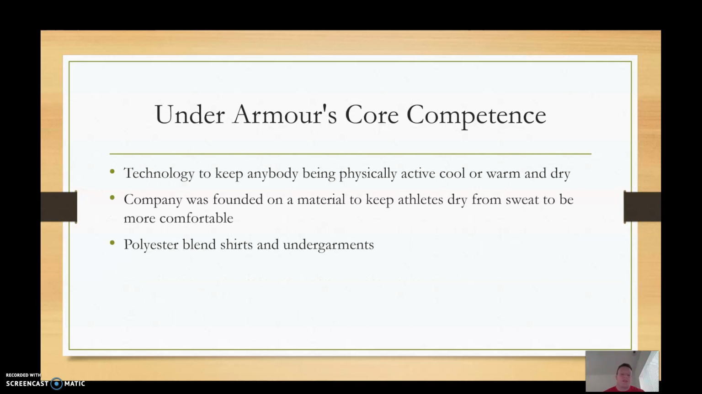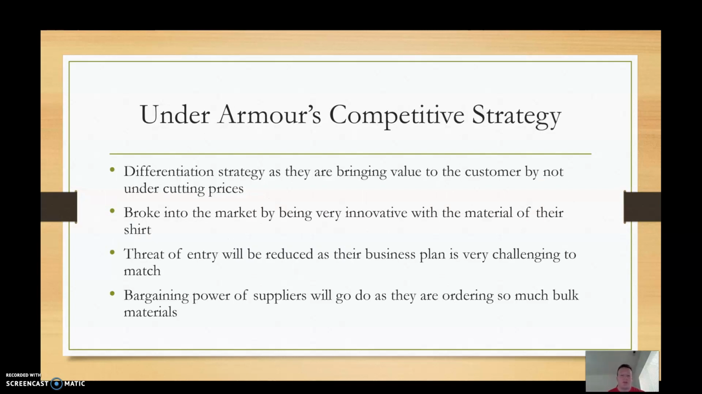So core competence: their technology to keep anybody being physically active, cool or warm, with their cool or warm gear technology. So if it's really cold out, their gear is supposed to warm you up, and if it's warm out, it's supposed to cool you down, and it's also proven to be sweat resistant. This is how the company was founded, to try and keep athletes dry, and this is just through their polyester blend for shirts and undergarments.